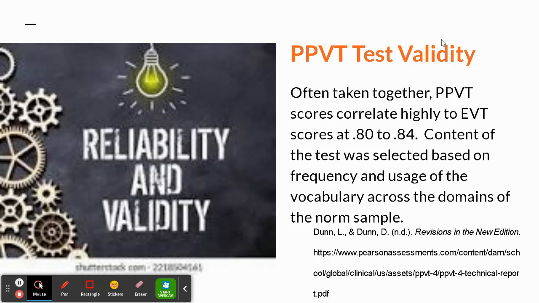Also, the content of the test, the words that were chosen, were selected based on the frequency and common usage of vocabulary across all the domains that were chosen for the norm sample. Things that were taken into account were age, parent education, sex, disability. So those 2 things indicate a high level of validity with the test. There are also other tests that were shown to be taken in conjunction with this test. One was the CELF test, which also provided a valid correlation score.